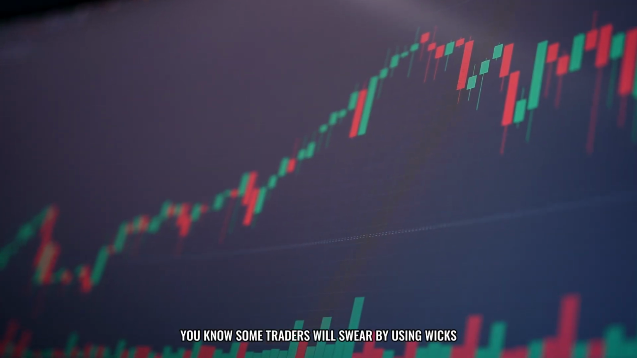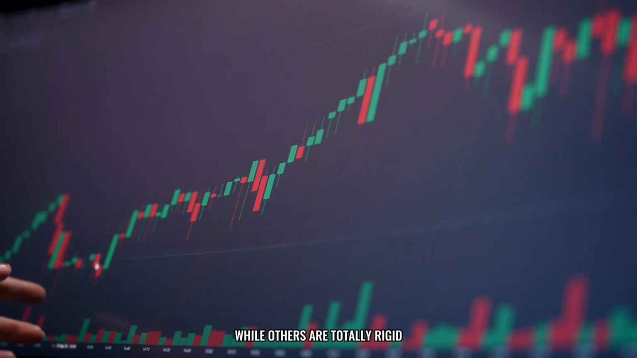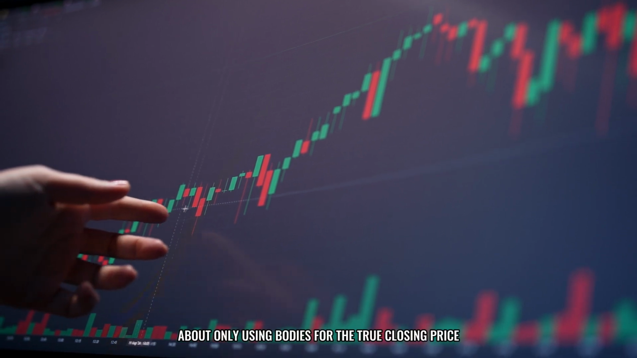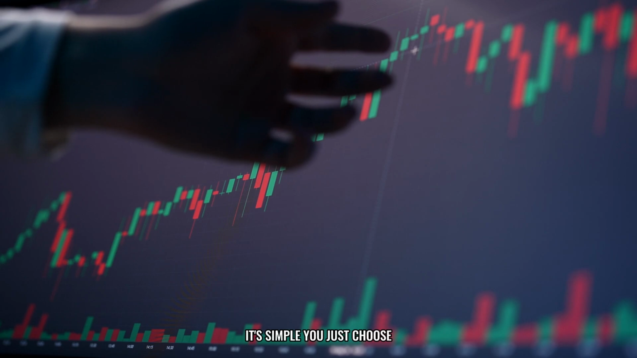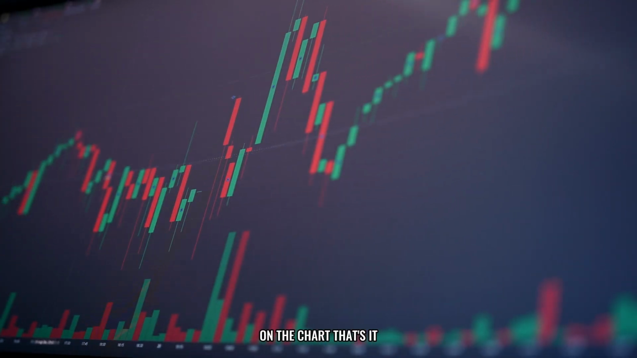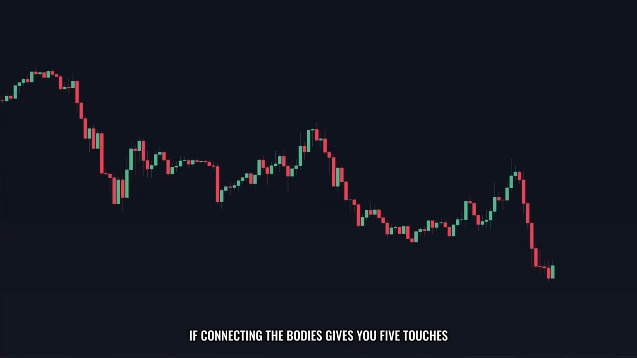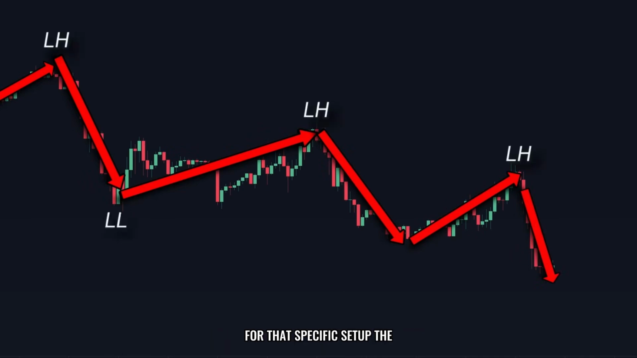You know, some traders will swear by using wicks to get the absolute extremes, while others are totally rigid about only using bodies for the true closing price. But you know what the golden rule actually is? It's simple. You just choose whichever method gives you the maximum number of touch points on the chart. That's it. If connecting the bodies gives you 5 touches, but the wicks only give you 3, then the bodies are the correct choice for that specific setup. The ultimate goal here is always maximizing those touch points.